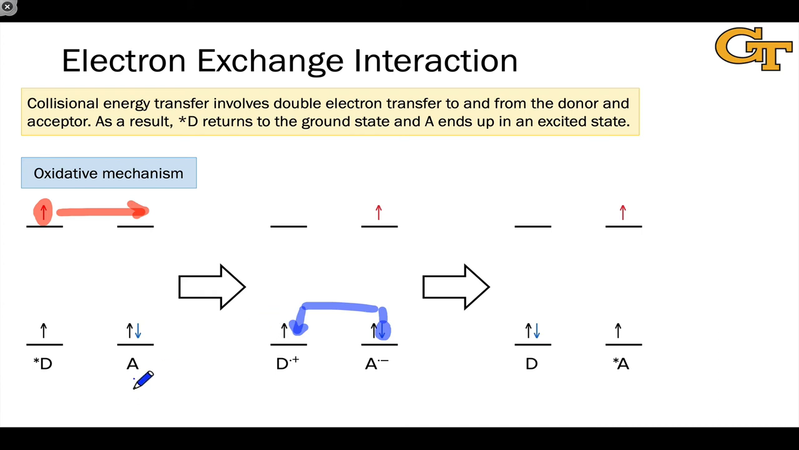And this is typical when the orbital energies of A are lower than the orbital energies of D. Under those circumstances, it becomes energetically favorable for an electron to move from the upper SOMO of D into the lower energy LUMO of A.